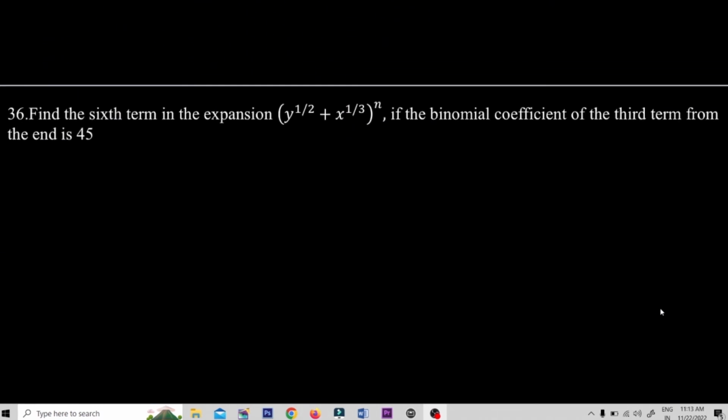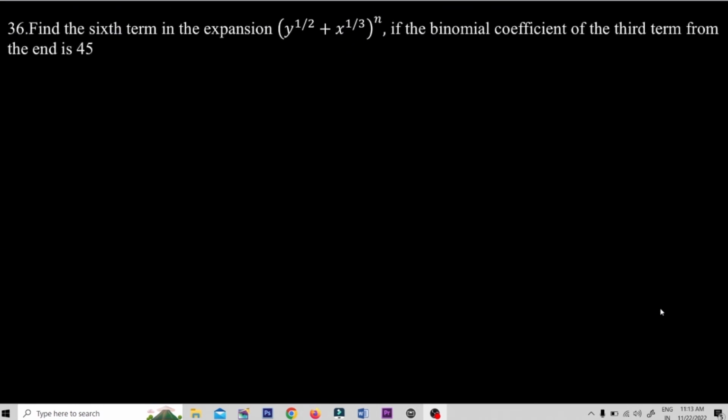Let us go to the next sum. This is question number 36, and it is given: find the sixth term in the expansion of y to the power half plus x to the power 1/3, whole to the power n, if the binomial coefficient of the third term from the end is 45. So the third term from the end in the expansion is nC2, because terms are equidistant. Therefore nC2 equals 45.